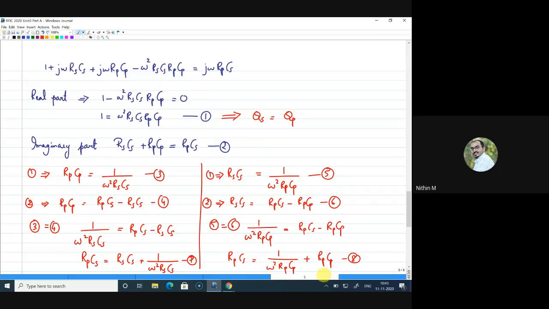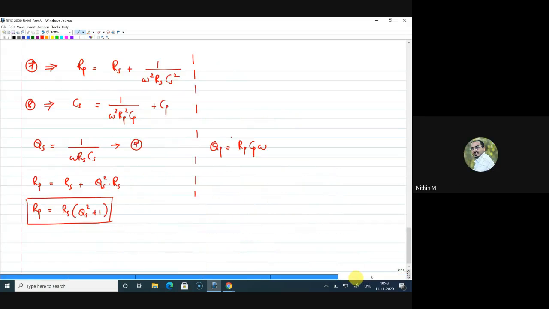Yes, sir, in equation 7 and 8, since the LHS is equal, RsCs and RpCp both in 7 and 8. If we equate both of them, RsCs would be equal to RpCp. That's why I asked whether they are equal. When we equate these two, yes, that is true, correct. Okay, I think I made a mistake here, and that is rectified now.